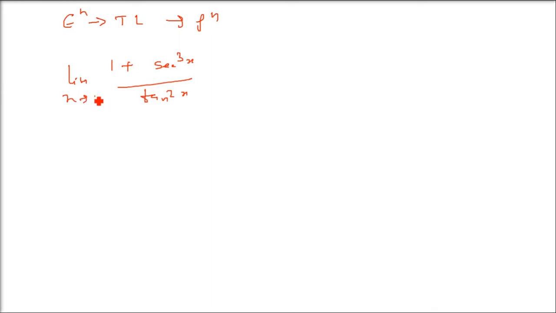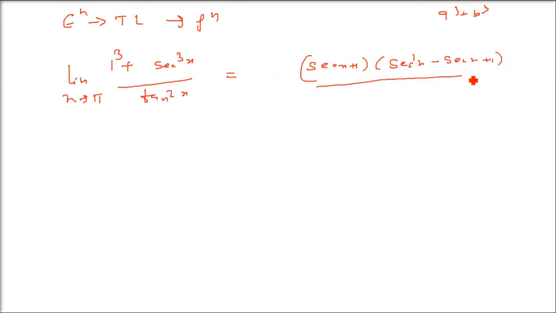So the question here is limit x tends to pi, (1 plus sec cube x) by tan square x. So we can use the factorization. Let us assume the 1 to be 1 cube. So we have 1 cube plus sec cube x, meaning a cube plus b cube. A cube plus b cube we know is (a plus b)(a square plus b square minus ab). This is how we write. A is sec x here, and b you can take as 1, or vice versa.